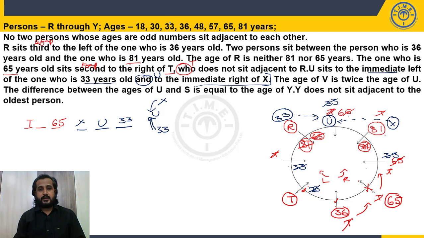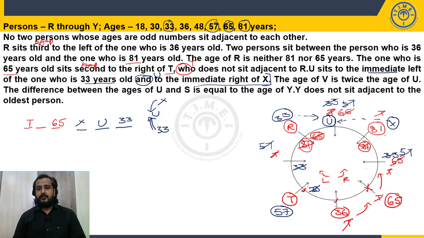How many odd numbers do we actually have? 33, 57, 65, 81. 4 odd numbers. For how many odd numbers are we able to freeze it? Check it. 33 is frozen, 81 is frozen, 65 is frozen. Adjacent to an odd number cannot be an odd number, so it cannot be 57. So where is the scope? You have to place the 57. T. So T is 57. So all odd numbers are fixed.